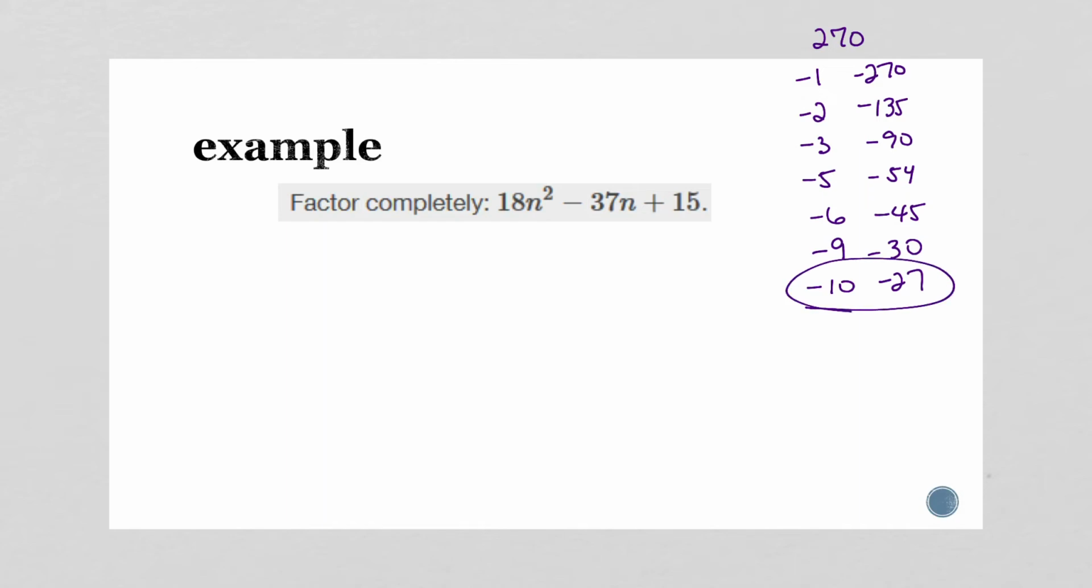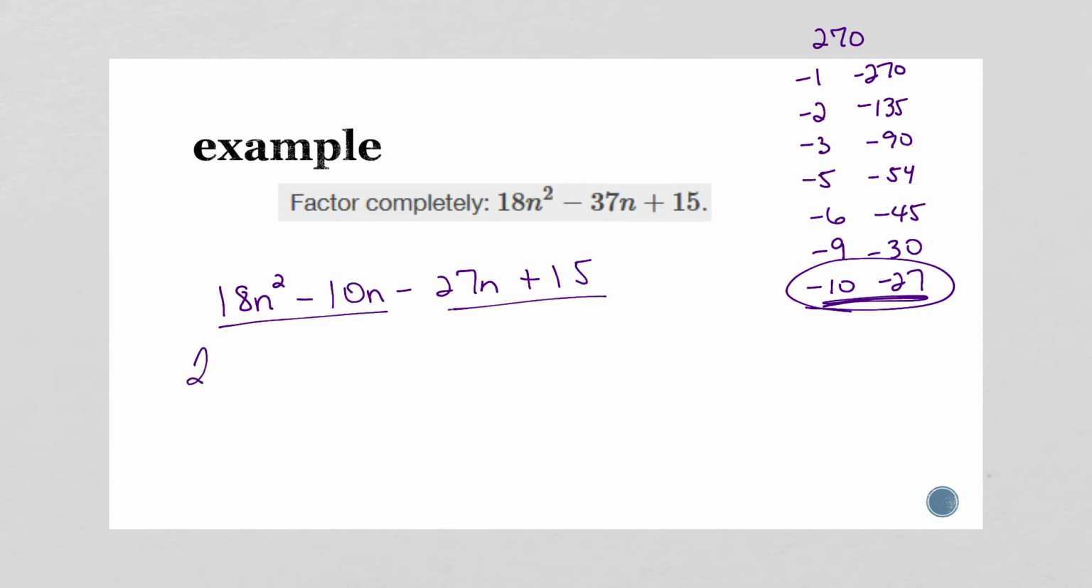Okay, so again, rewrite the first term. Don't change it. Don't do anything to it. The middle term we're going to write using these two guys. And then just rewrite your last term, okay? Now we're going to factor by grouping, okay? So what can I pull out? What's our GCF on these two terms right here? It looks like 2 and n, okay?